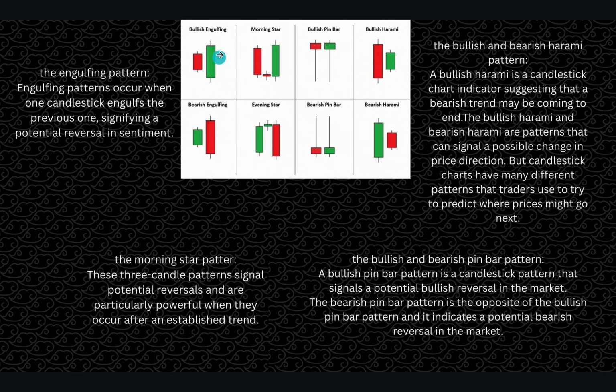So if the green candle engulfs the red candle, it's a signal that it's going to go up. If the red candle engulfs the green candle, it's a signal that it's going to go down.